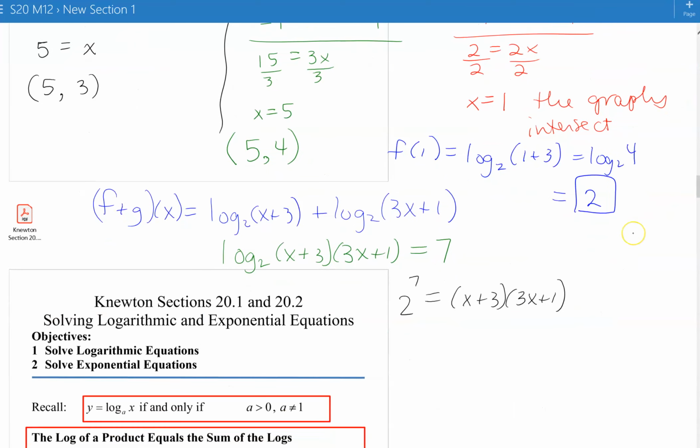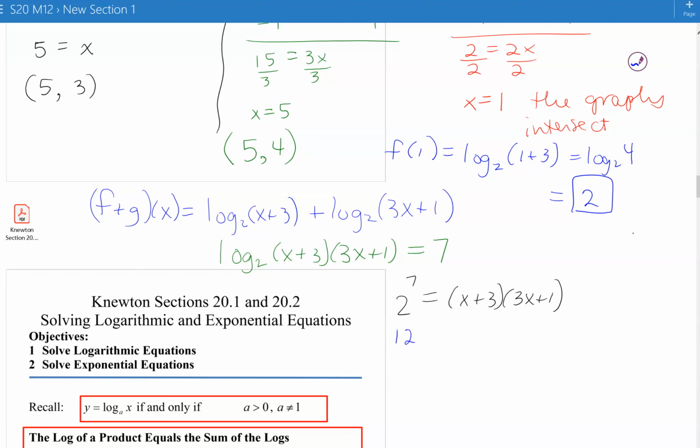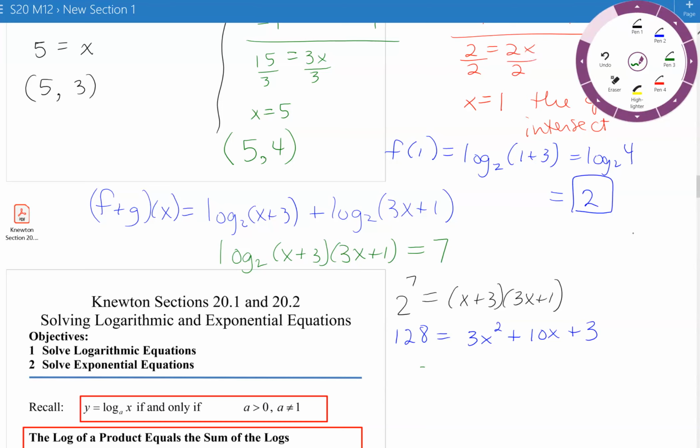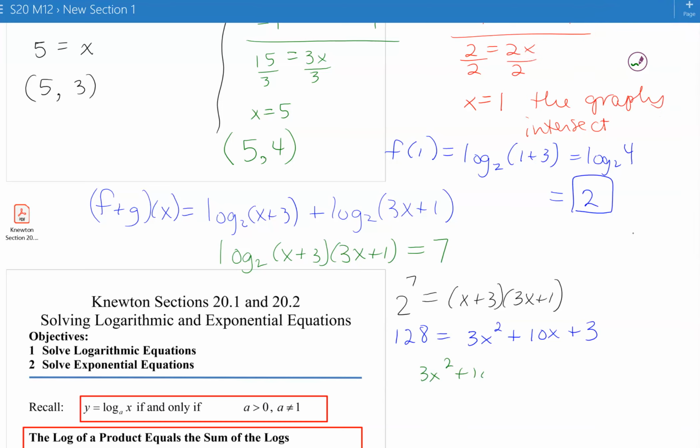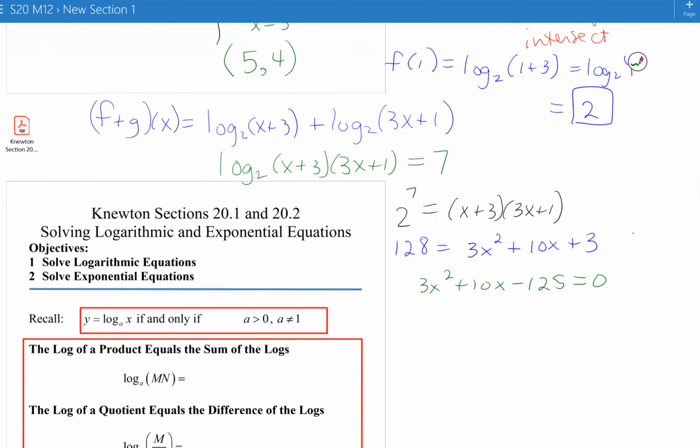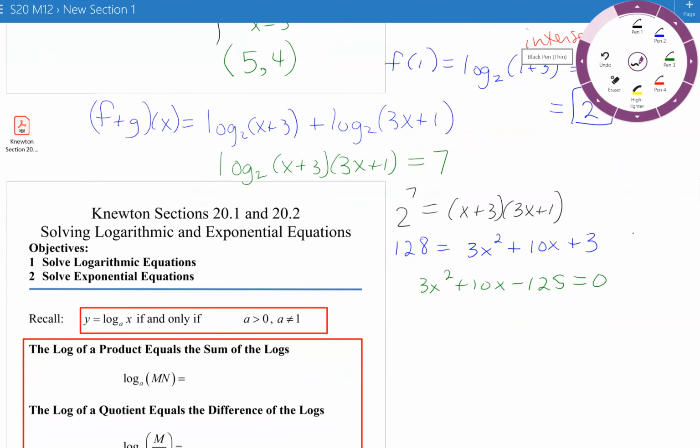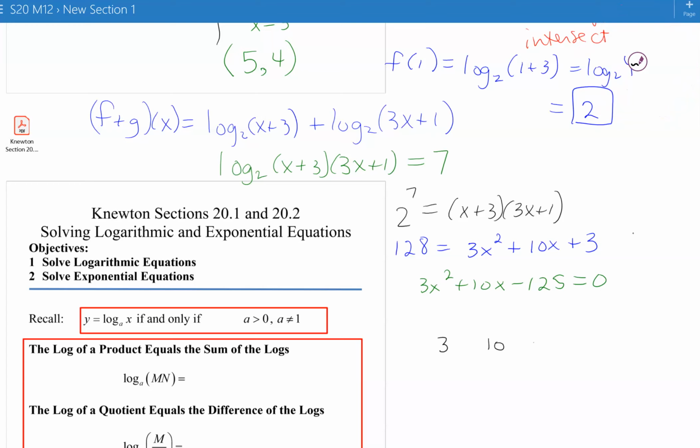So let's see, 2 to the 7, 2, 4, 8, 16, 32, 64, 128 equals 3x squared plus 10x plus 3. So I want 0 on one side. 3x squared plus 10x minus 125 equals 0. And then I've done this problem before. So I'm going to do synthetic division using 5 and see what happens.